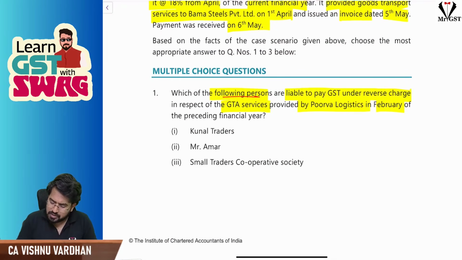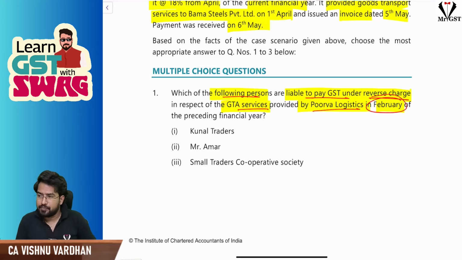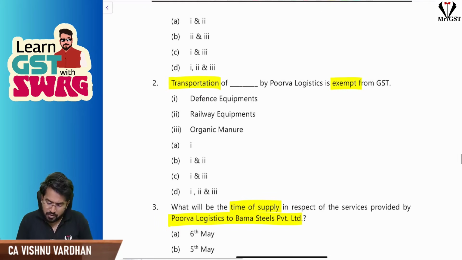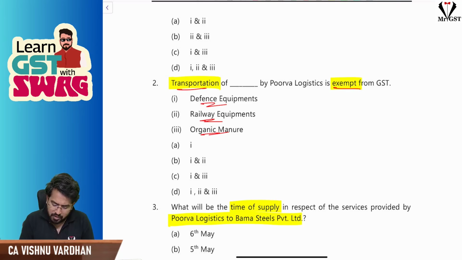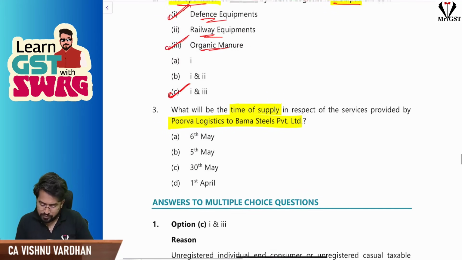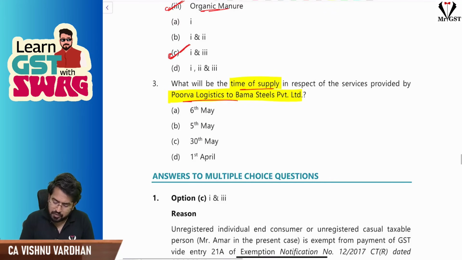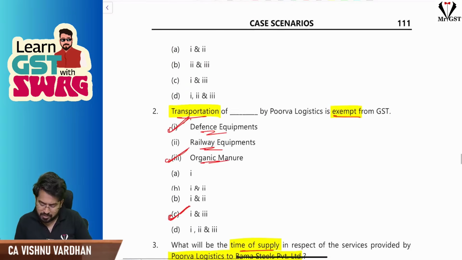Which of the following persons are liable to pay GST under reverse charge for GTA services provided by Purva Logistics in Feb month? Okay. Next, transportation of which are exempt under GST? You know, defense equipment, railway, defense and organic manure are exempt. Without reading the case study, you can tell this. 1 and 3. Next, time of supply for the services provided by Purva Logistics to Bama Steels Private Limited.